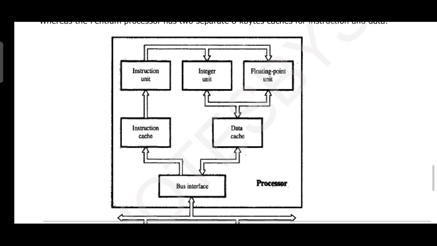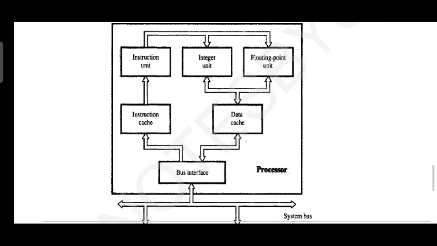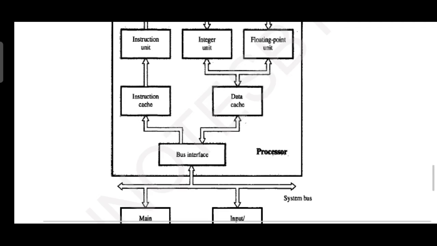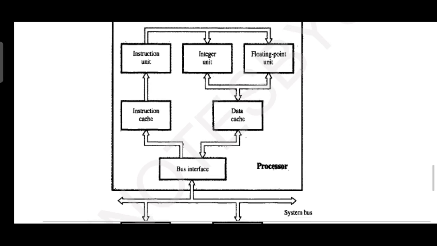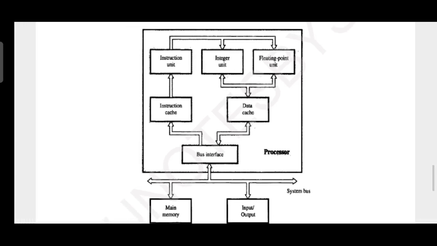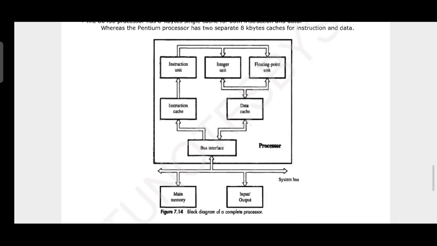We have an integer unit as well as a floating point unit that comes under the data cache, right? Again, just to speed up the computation, we divide the number into an integral part and a floating point part. They are associated with the data cache. Very simple thing. We have a bus interface. This bus interface connects both the caches, instruction and data caches. So the instruction cache has an instruction unit, and the data cache connects to the integer and floating point units. That is the configuration of a complete processor.